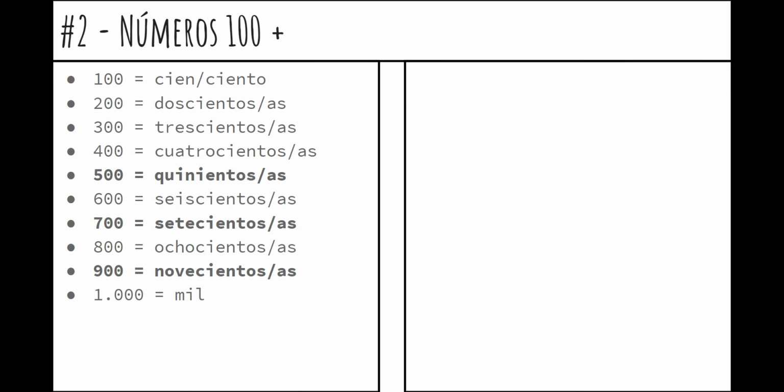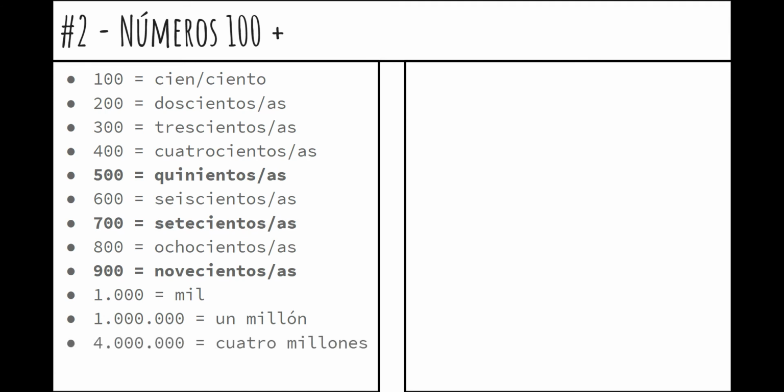And then 1,000 is just mil, not un mil, but just mil. A million is not just millón, but is un millón. And notice when it is in the singular, millón has an accent on it. The minute it becomes greater than that, it loses the accent and becomes millones. So you've got 4 millones.